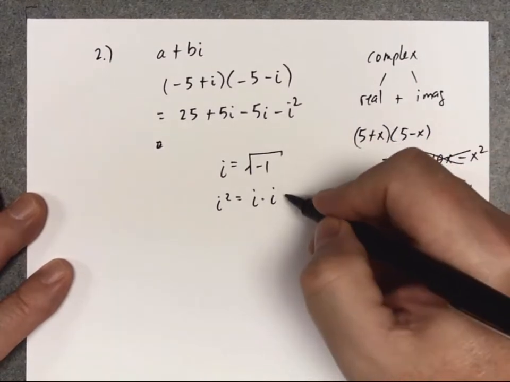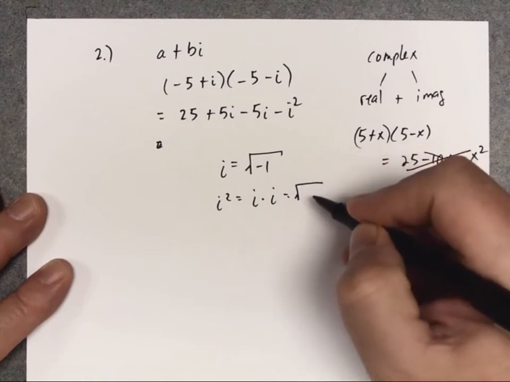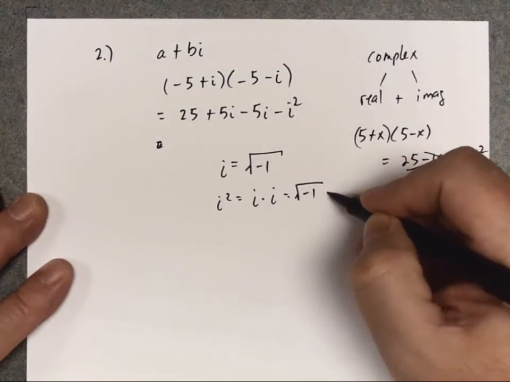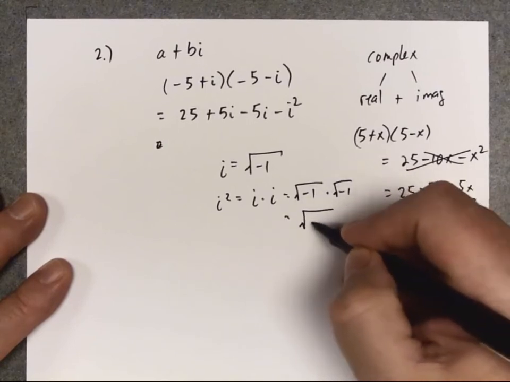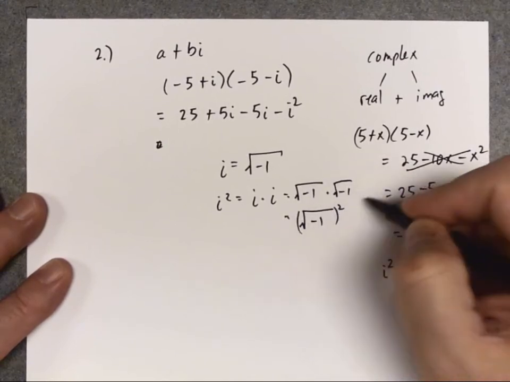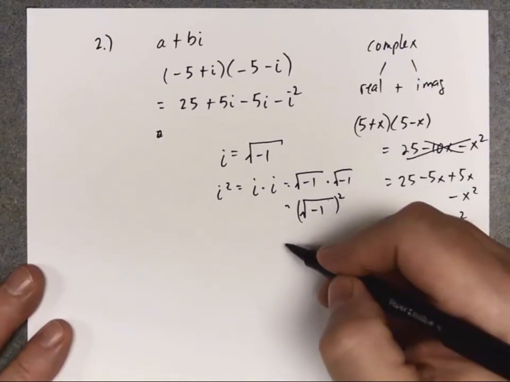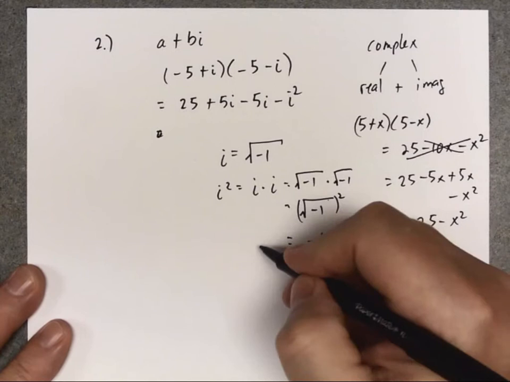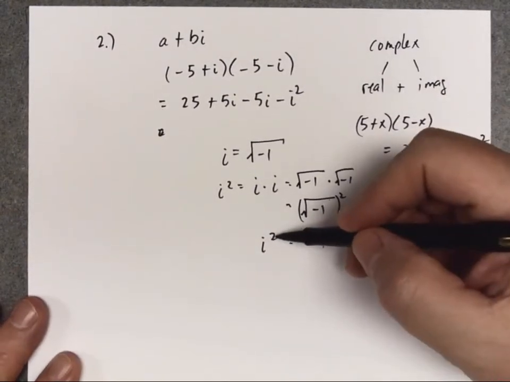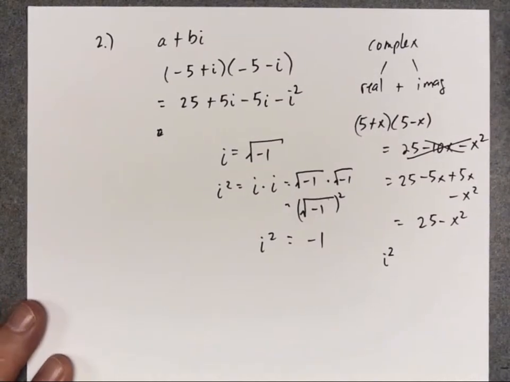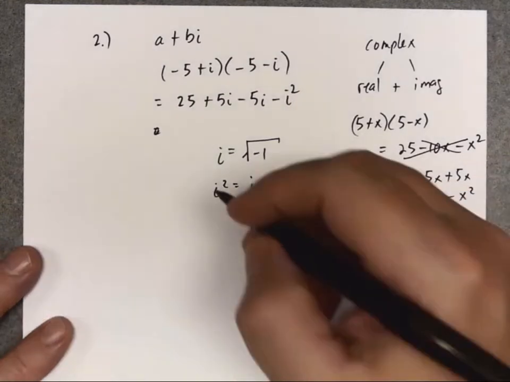So what would i squared be? Well, i squared would be i times i, which is the square root of -1 times the square root of -1, or I could write that as the square root of -1, squared. What happens when you square a square root? You're just left with what's inside. So the key thing you have to remember: i squared always gets replaced with -1. i squared equals -1.